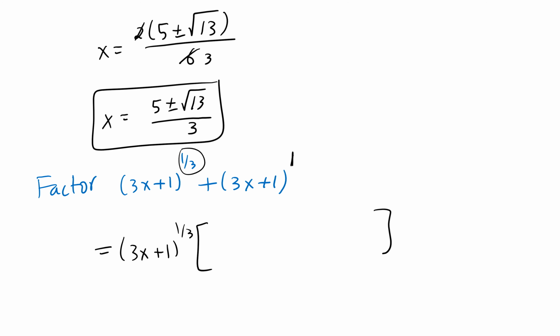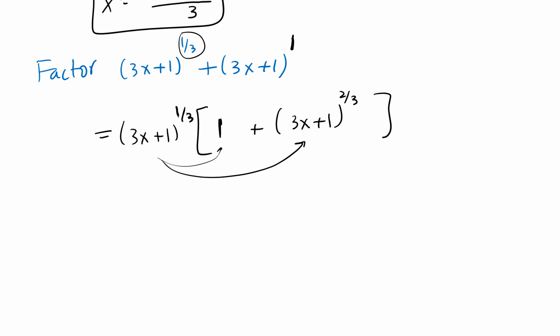So what is left? Here there should be 1 plus, because this times this gives me the first one. Here should be (3x plus 1) to what power? If you multiply this by this to give you 1, what is it? I already have 1/3, so I need a 2/3. So that's all you need to do here. You can't factor more. That's the best you can factor.